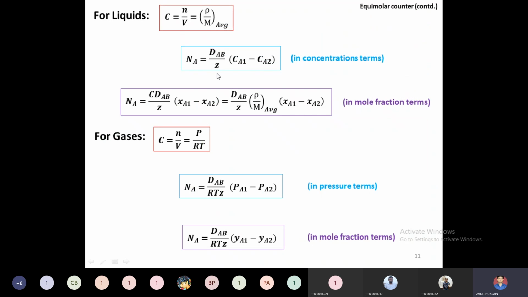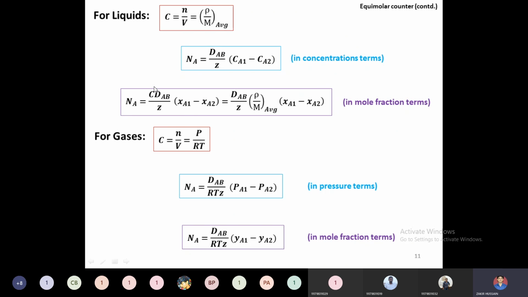So for the liquid, same formula, C is equal to individual moles per unit volume. So for the liquids, we define rho by M average. So this is a simple case. N is equal to Na plus Nb. We can substitute N is equal to 0. Then the relationship between fluxes will be very easy. So this is the easy integration formula. So it is a very simple flux formula. So in terms of concentration, we need to express this one. When we convert this formula into mole fractions, we need to obtain this equation.